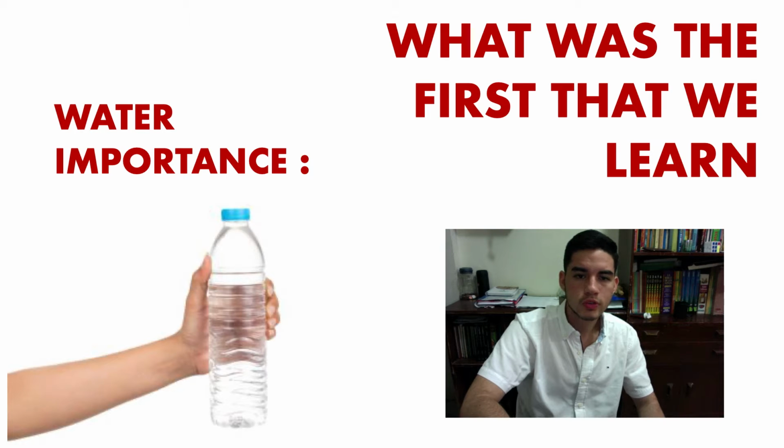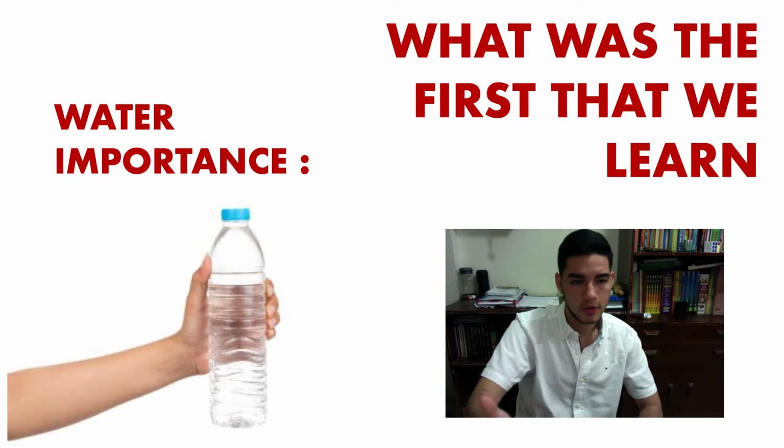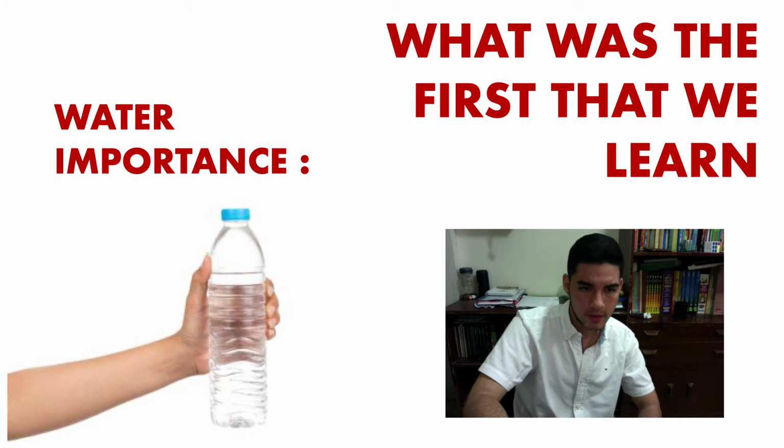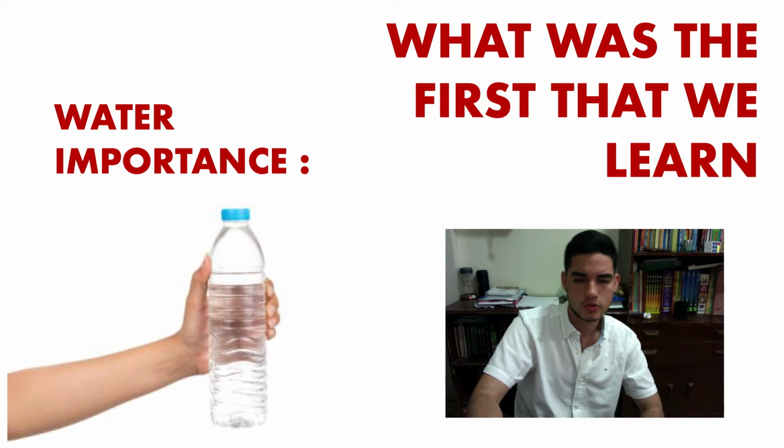So, what was the first thing that we learned? The first thing was the importance of water. It's common to hear that water is essential for your health, but why? We have to know that this substance makes up the majority of your body weight, and it is involved in many important functions. For example, flushing out waste from your body, regulating the temperature, and helping your brain function.